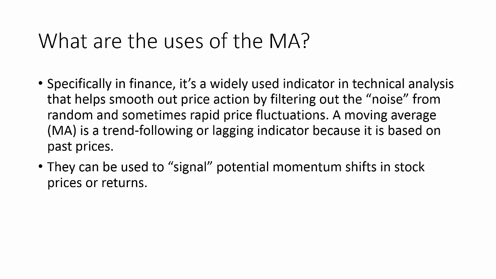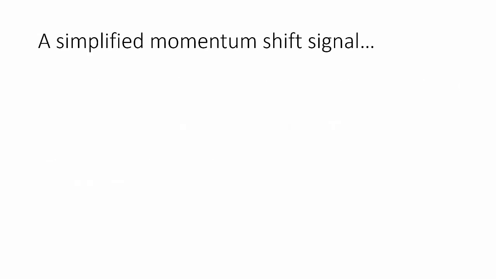One of the main reasons they're used in finance is that they can be used as a signal of momentum shifts in stock prices or rates of return. So consider this. If you see a stock price where you think the momentum has shifted in a downward direction, this means that you think that the price is going to fall over time. This may be an indication that you want to trade out of that particular stock. Here's an example of how we use those moving averages as a momentum shift signal.